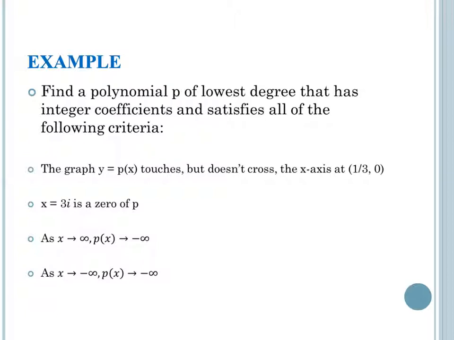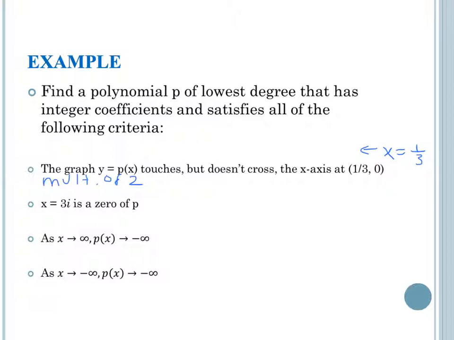Now we should be able to take our information from multiplicities, from our zeros that are imaginary, and from our information about the general shape of the graph to be able to put together some sort of polynomial that's all written out. So let's see. If the graph touches but doesn't cross, that tells me that we have a multiplicity of 2. So it's saying that this is x equals 1/3. So I'm going to back that up.